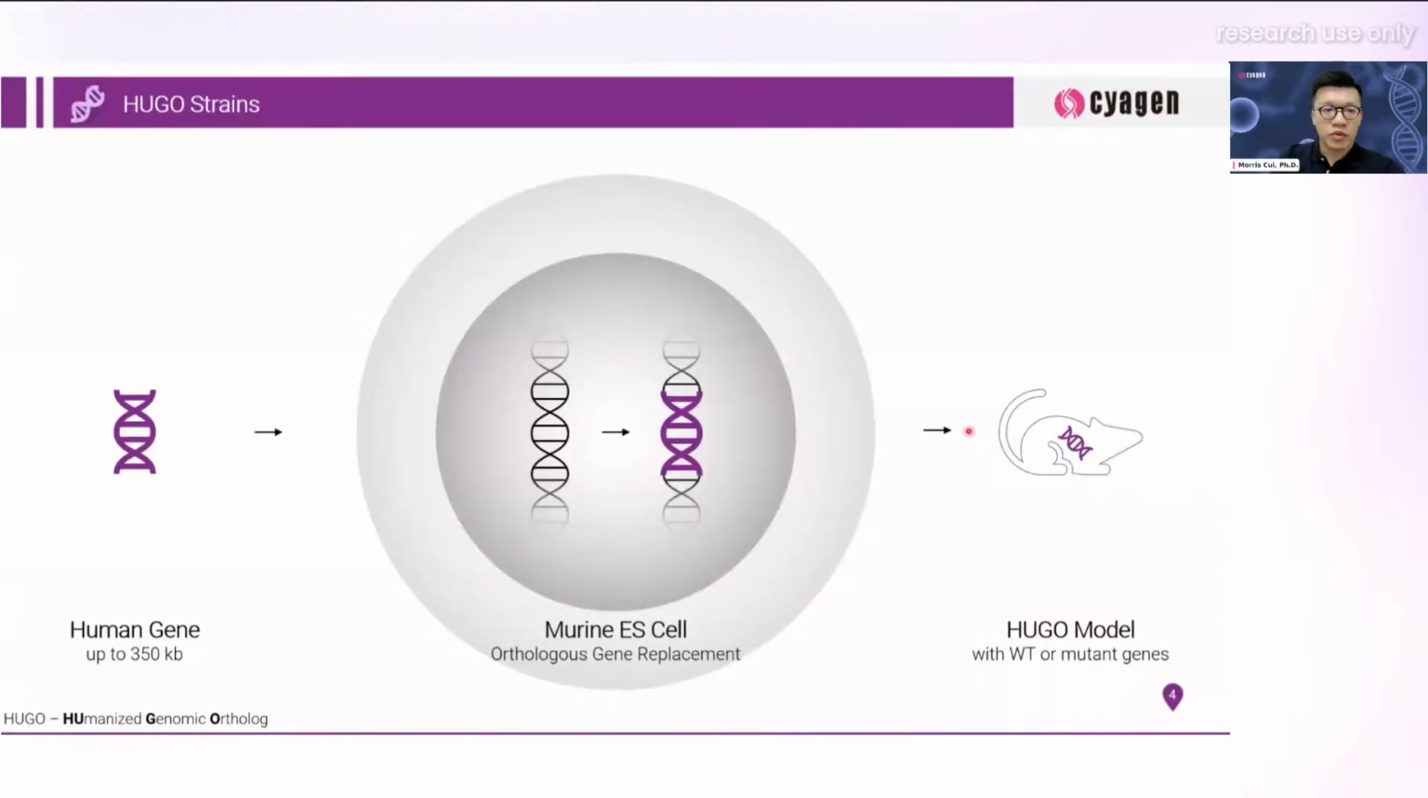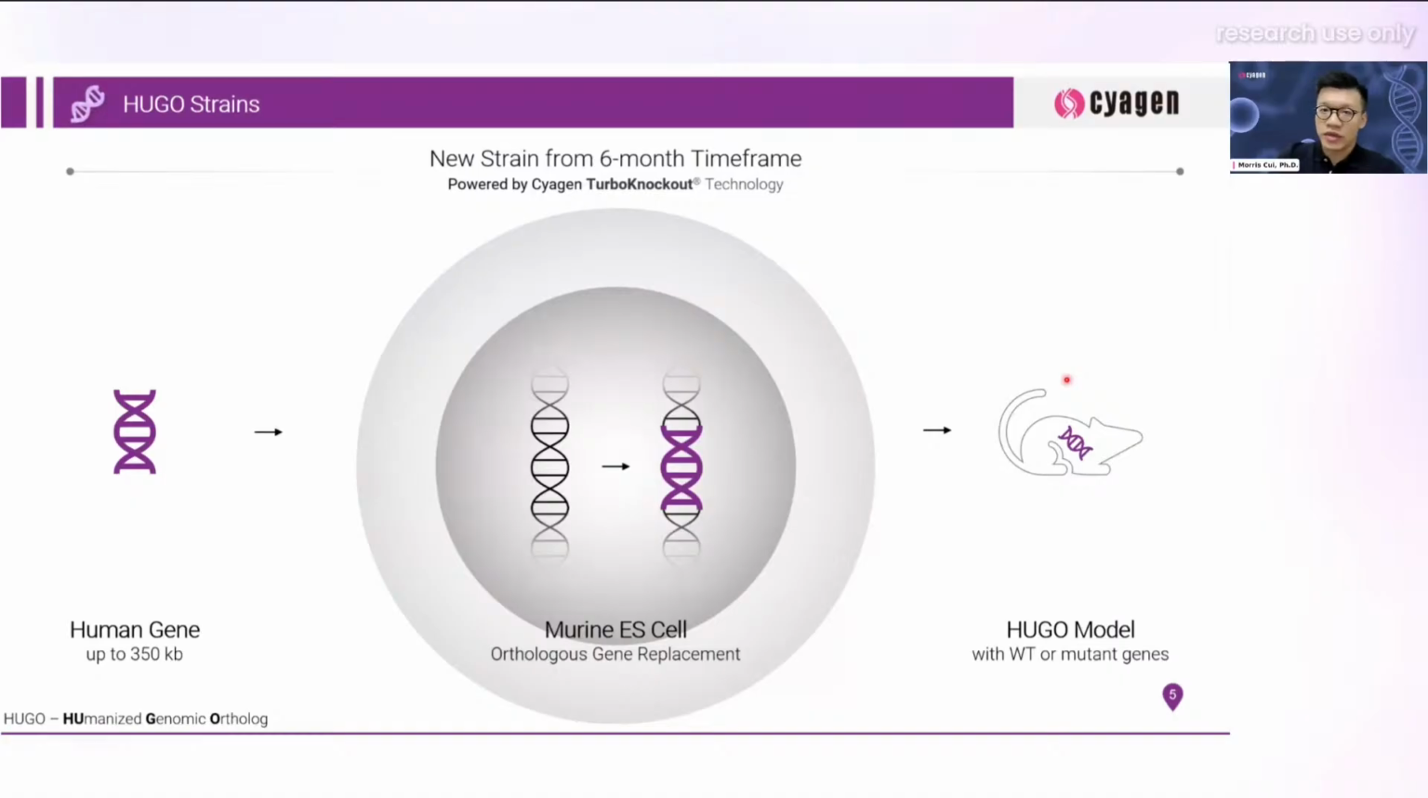First, we should talk about what is HUGO. HUGO is short for Humanized Genomic Ortholog. That means replacing the entire mouse gene by human, using patented technology. We could acquire this kind of model from a 6 months time frame. That is the fastest. And the latest, I would say, somewhere between 9 to 12 months.